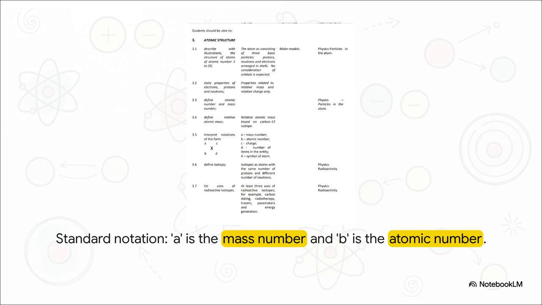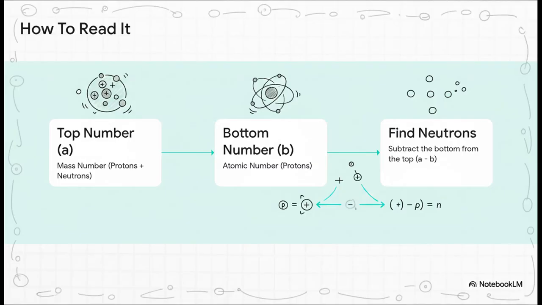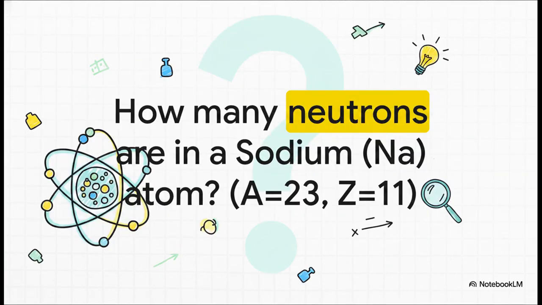The one on top, A, is your mass number, and the one on the bottom, B, is the all-important atomic number. Okay, so how do we actually read this thing? It's super easy. Just remember, the bottom number is the number of protons. The top number is the protons plus the neutrons. So if you need to find just the neutrons, you just do a little subtraction. Top number minus bottom number. Done.